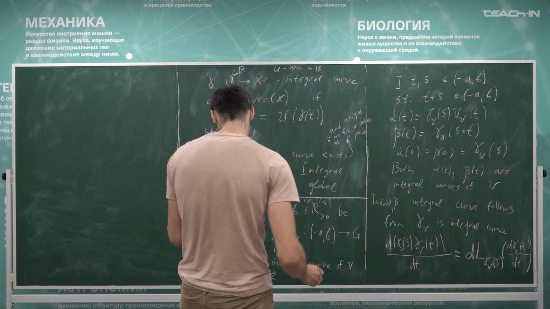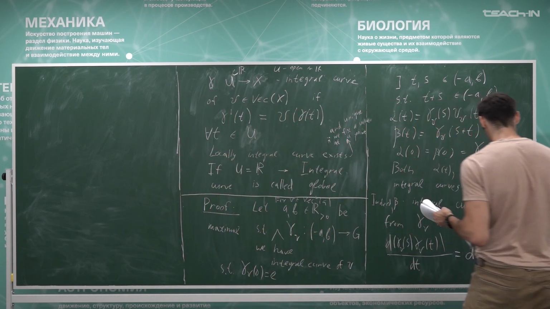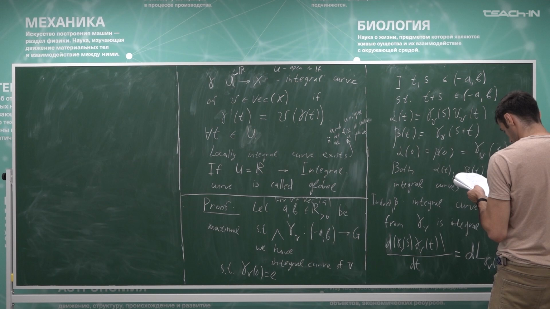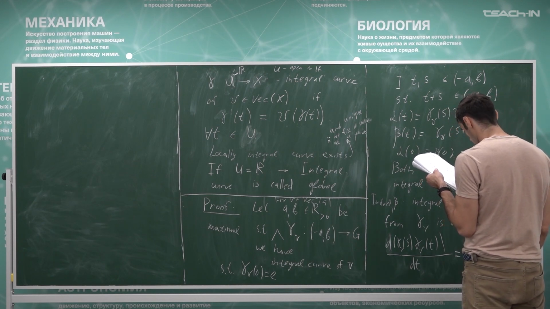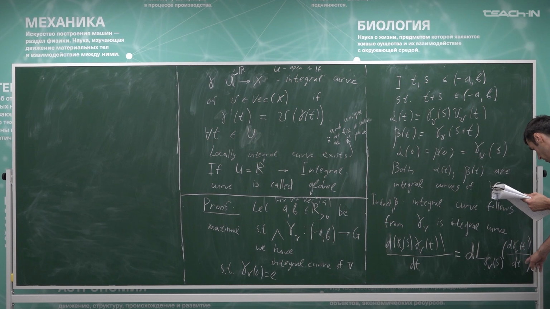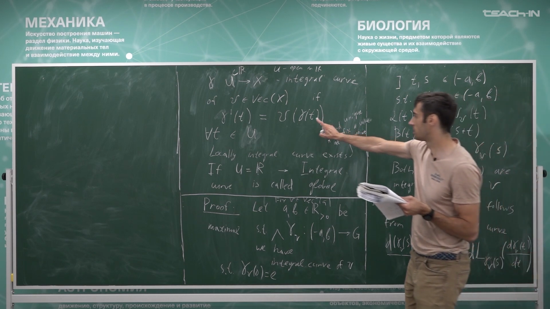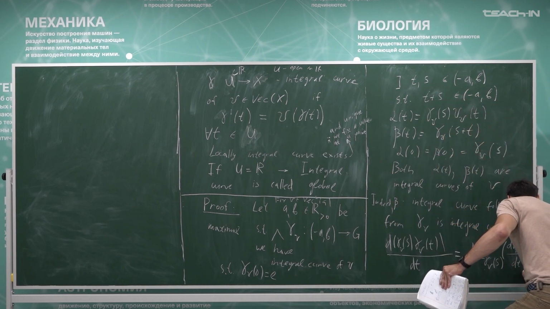Okay, so where are we? We're computing this, and now we're using the fact that this is an integral curve. Therefore, d gamma v of t over dt is actually v of gamma v of t. This is the fact that we're using. So we continue.